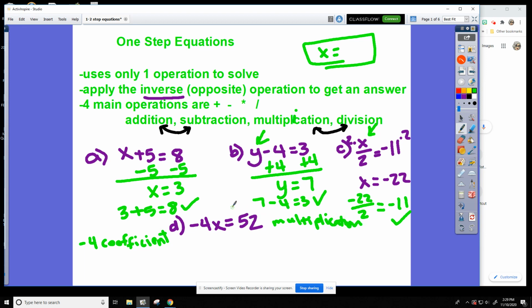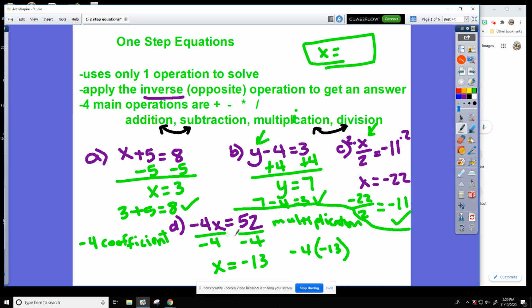Now I know my stuff is kind of starting to run together. So the opposite of multiplication is division. So I'm going to divide both sides. Now I've seen some people put x here. I don't want to get rid of the x. When you do that, you're making it 1. So I want to put the coefficient, negative 4, negative 4. x equals 52 divided by 4. I think that's 13. 40 and 12. Yes, 13.